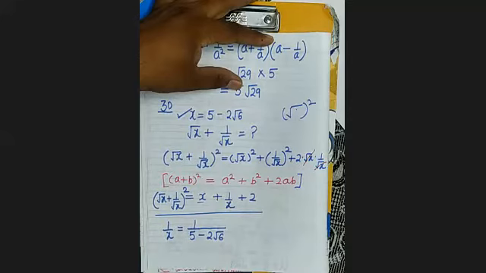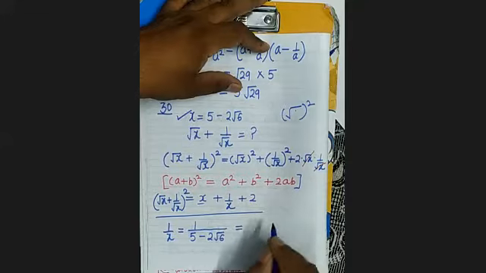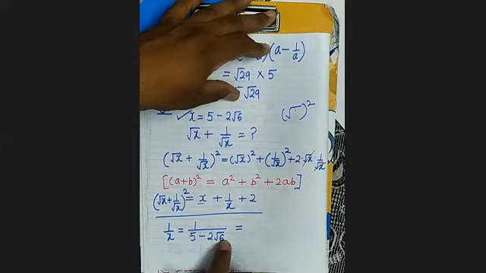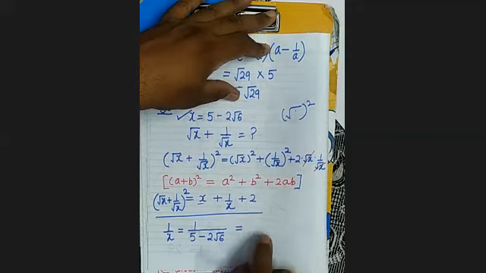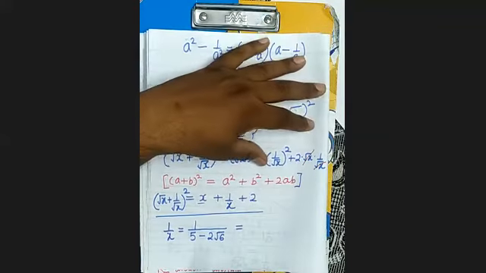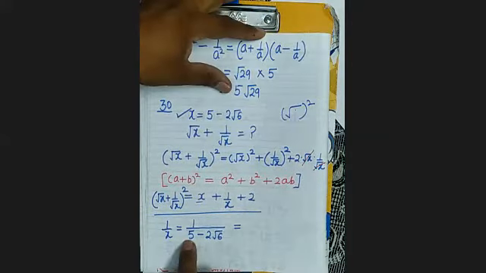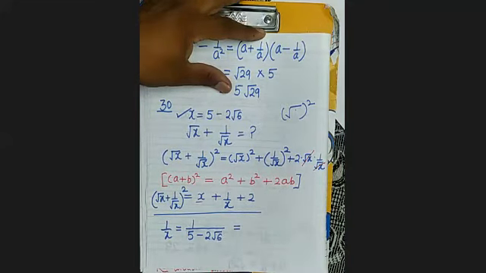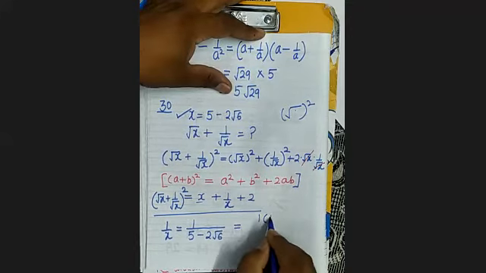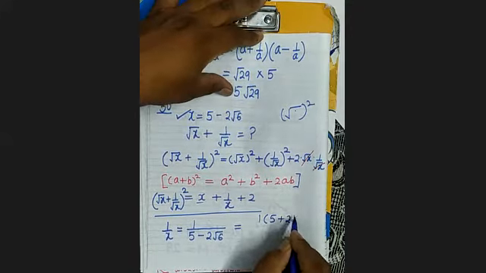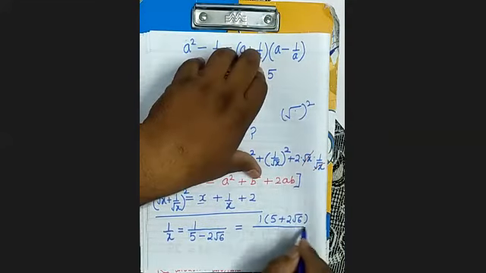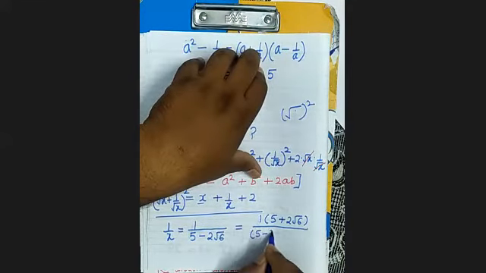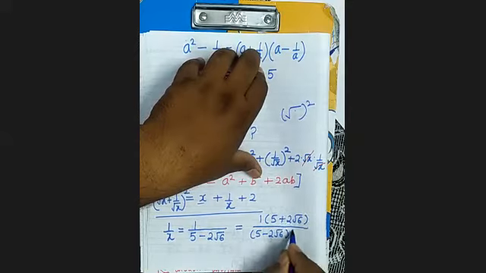Sir, how to rationalize the denominator? By rationalizing. What will you do for rationalizing? We will multiply the numerator and denominator by 5 plus 2 root 6, its conjugate. Conjugate means here there is minus, so you write plus. So it will be 1 into 5 plus 2 root 6, and this will be 5 minus 2 root 6 into 5 plus 2 root 6.